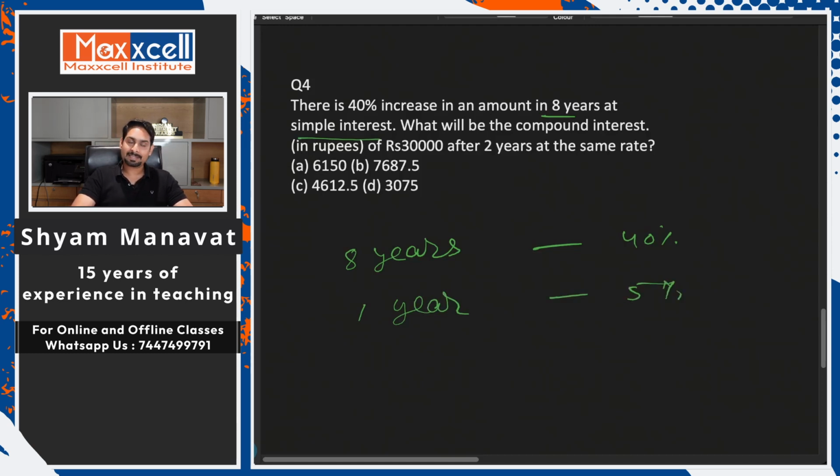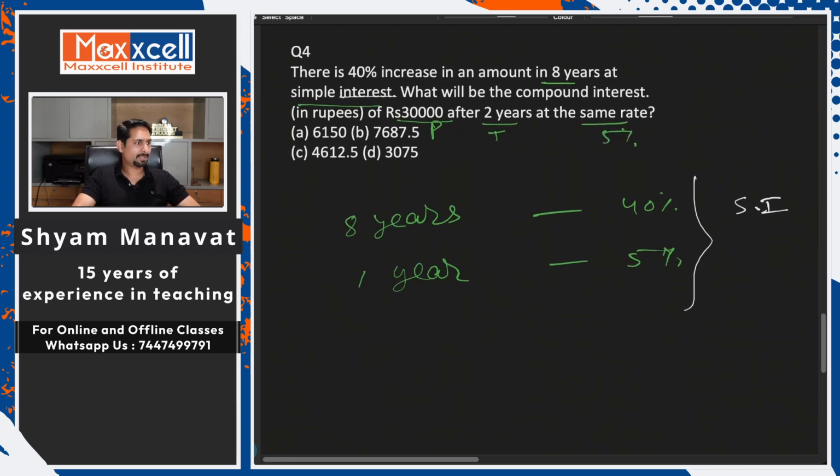Can you say the same thing in case of compound interest? The value keeps on changing in case of compound interest, so we can't. This we can say only in case of simple interest. That's the first statement, so I'm taking the information from the first statement, and that's what we get. What will be the compound interest, in rupees, on the 30,000, that is the principal, and time is 2 years, on the same rate of interest, that is 5%?